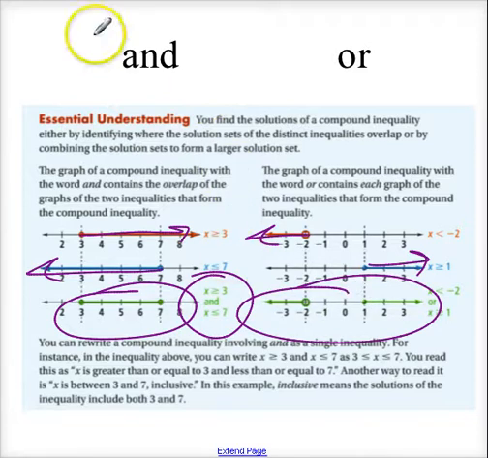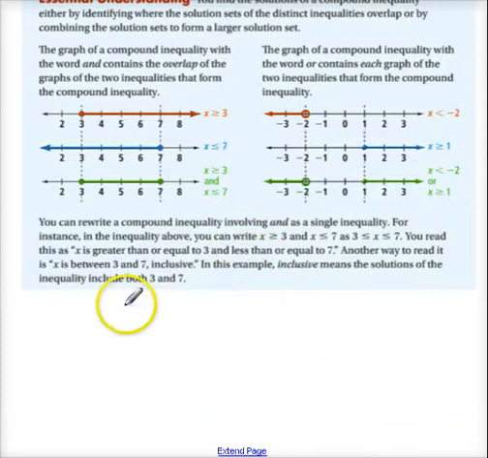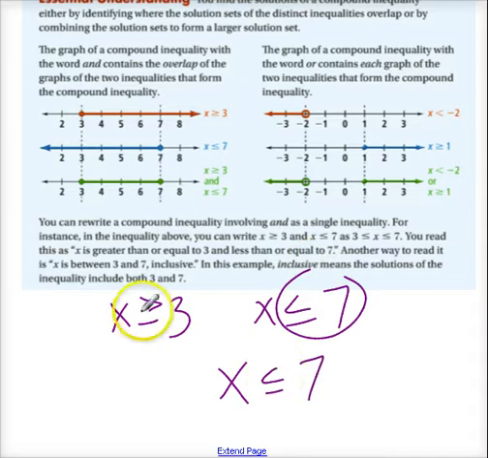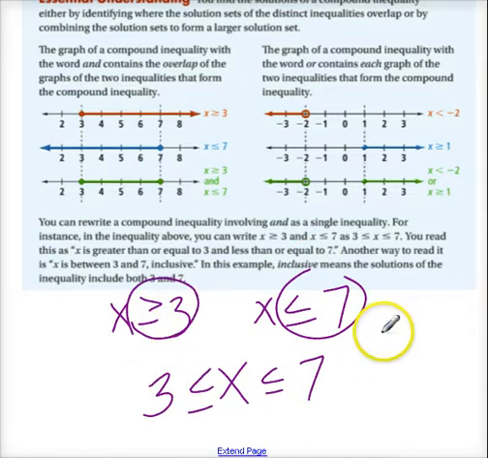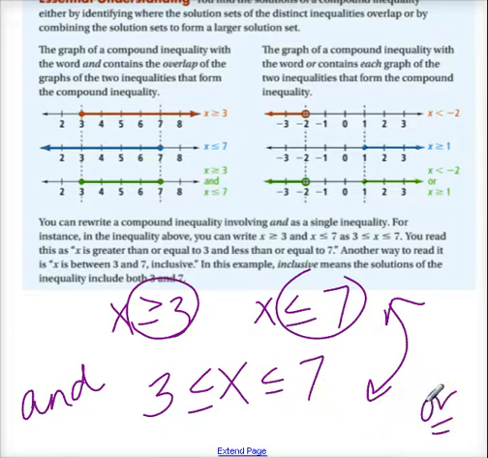Now with and compounds, you can write them two ways. I'm going to extend the page. If I have x is greater than or equal to 3 and x is less than or equal to 7, I could also write that with x in the middle. x is less than or equal to 7, but it's also greater than or equal to 3. So you can write it either way, but we can combine an and inequality. Ors, you cannot. They're written as two separate inequalities with the word or in the middle.